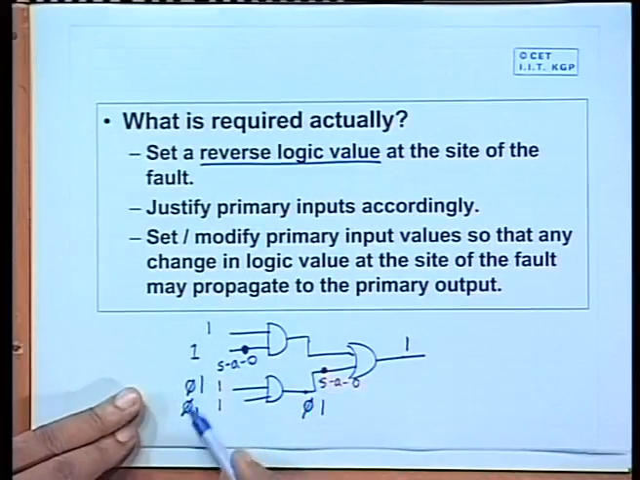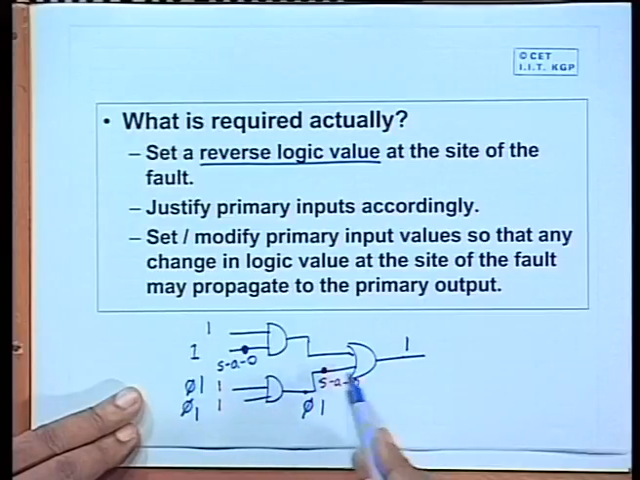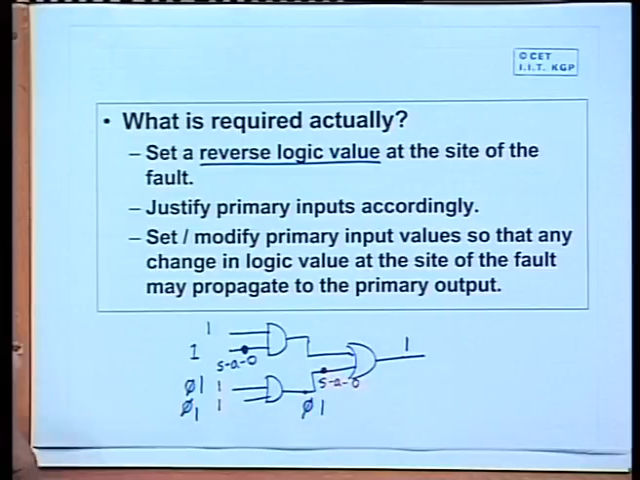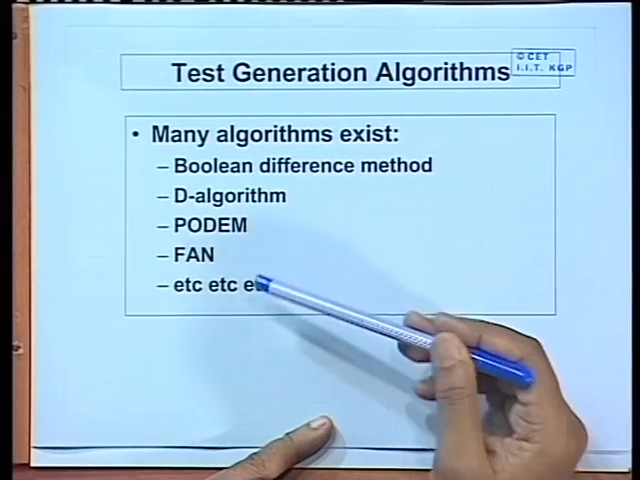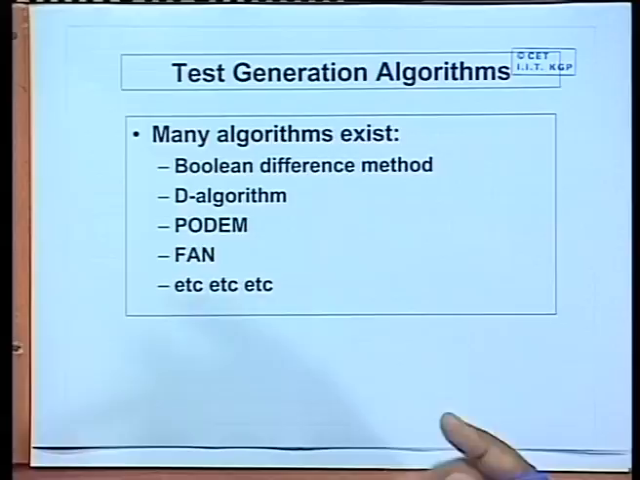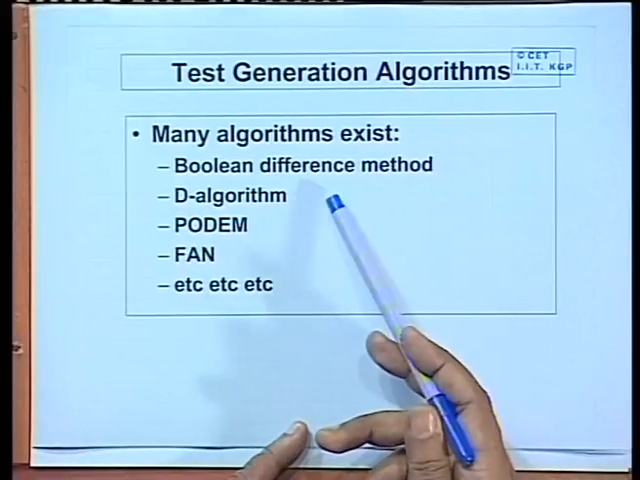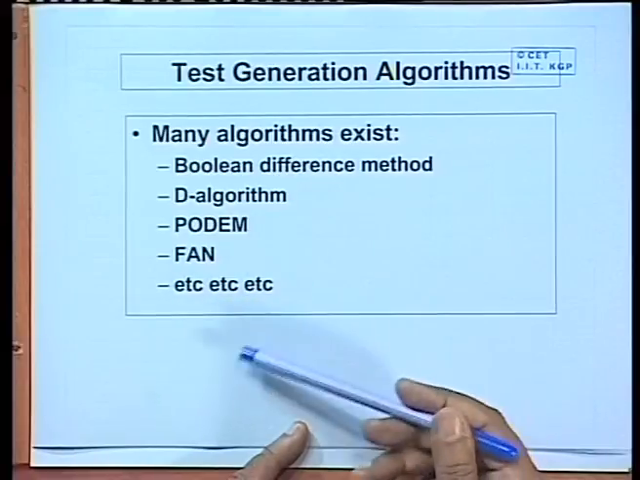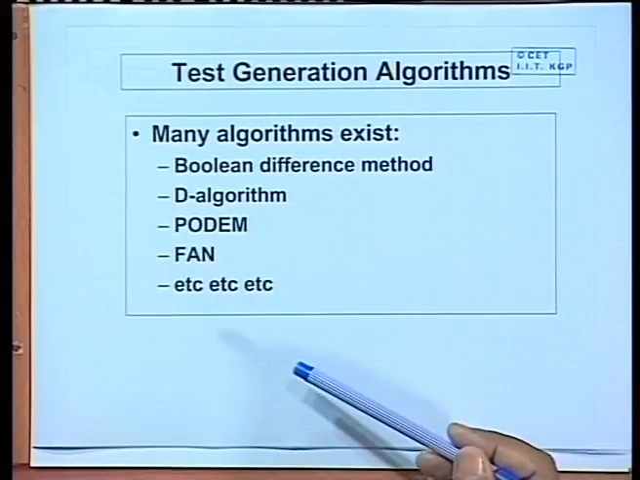So, we will have to apply suitable logic values to the gates, so that the changes are propagated to the output. We will just see with an example how this is done. In fact, in practice there are a number of test generation algorithms which have been developed. These are some of the classical ones, but after that there have been many modifications and improvements. Boolean difference method, D algorithm, PODEM, FAN. So, there are a number of such algorithms.